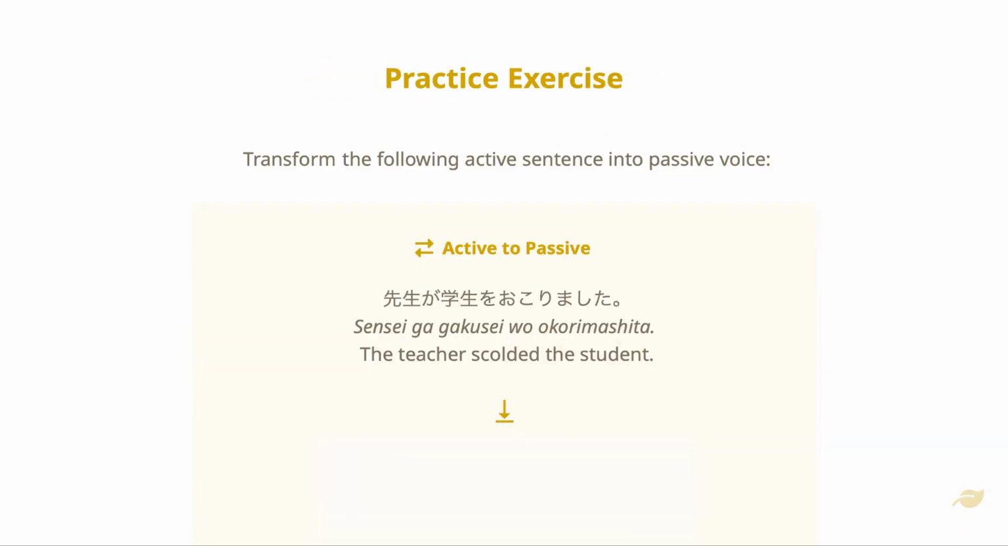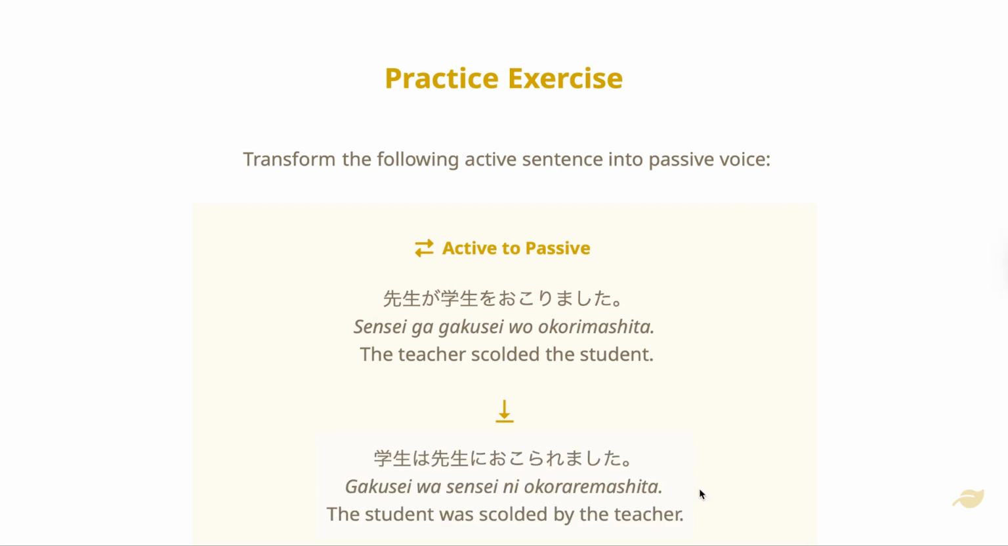Transform the following active sentences into passive voice. Exercise number 1. 先生が学生を怒りました。The teacher scolded the students. How can we change it? The answer is 学生は先生に怒られました。The student was scolded by the teacher. Please make sure we have に, not を as the particle, because we need by. Okay, next one.